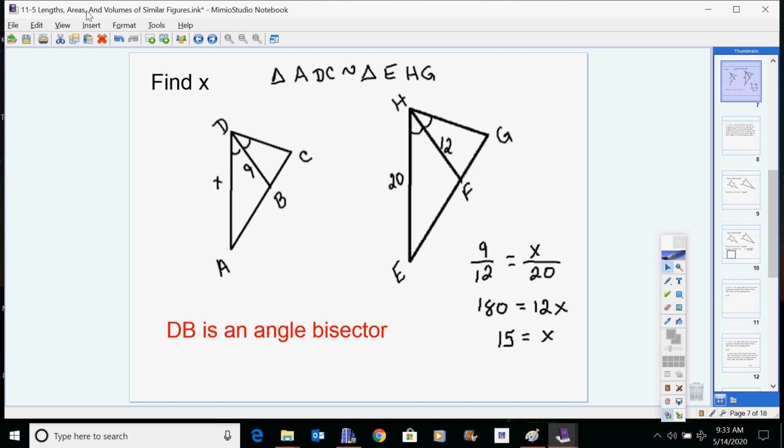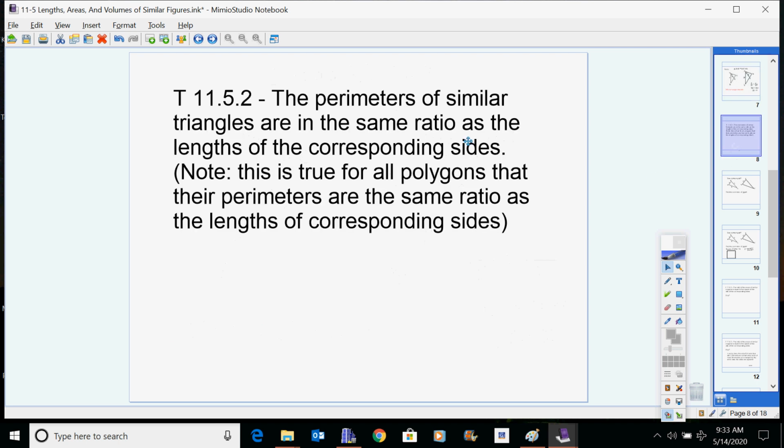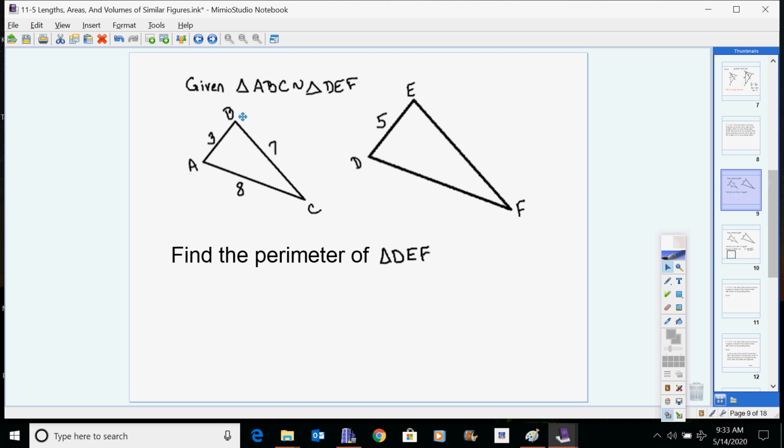Lengths, areas, and volumes. Areas and volumes get a little bit trickier, but for right now, let's just continue with this idea of regular plain old proportions. Our next theorem has to do with the same thing. If you've got a similar triangle to a similar triangle, the sides are proportional, but also the perimeters are proportional. Perimeter includes the whole entire side.